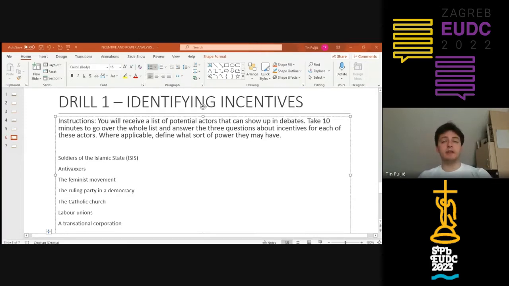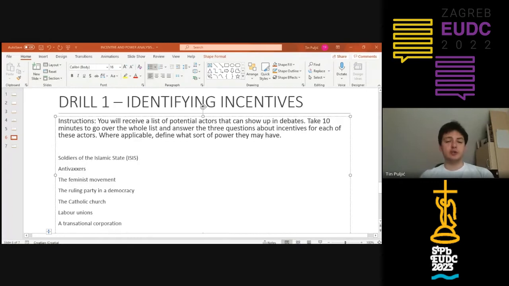So the theme of today's workshop is incentive and power analysis. In essence, this is the outline of the workshop. We will start by explaining what incentives are in general. Then I will give you 3 questions for incentive analysis. In essence, this is going to be a template that you can use during prep or during debates to characterize actors and characterize their incentives.